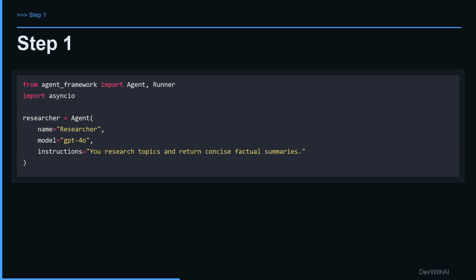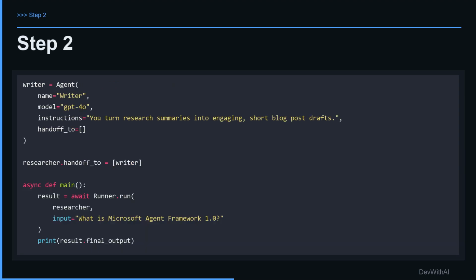Then use graph-based workflows to make the pipeline explicit: sequential, concurrent, or branching. You define the graph. The framework executes it. Run it with asyncio.run. The framework streams each agent's thinking in the terminal. You can see the researcher fire, produce a summary, and the writer pick it up and turn it into a short draft. The whole thing runs in under 3 seconds.